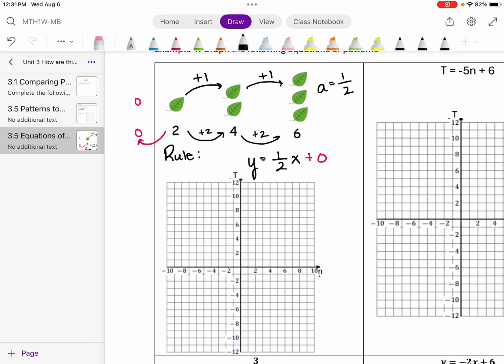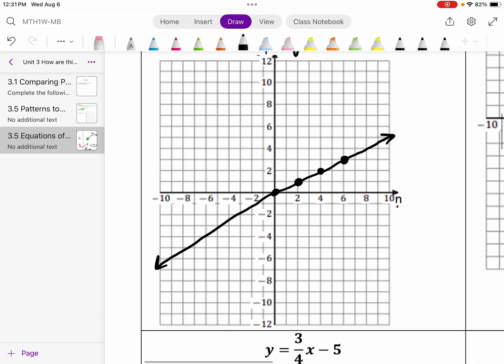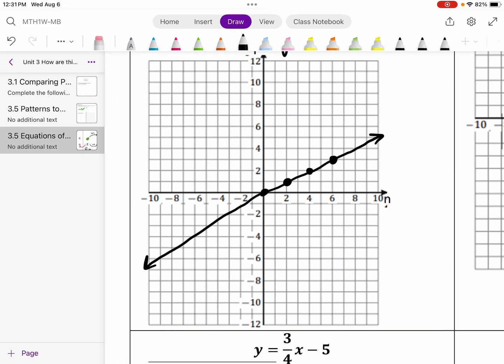In position 0, I've got 0. In position 2, I have 1. In position 4, I have 2. In position 6, I have 3. And then I'm going to take my ruler and connect my points. Hopefully everyone's using a ruler. We're going to extend this to both sides of the graph. I apologize, I don't have a ruler on my iPad, so I'm not able to use one.